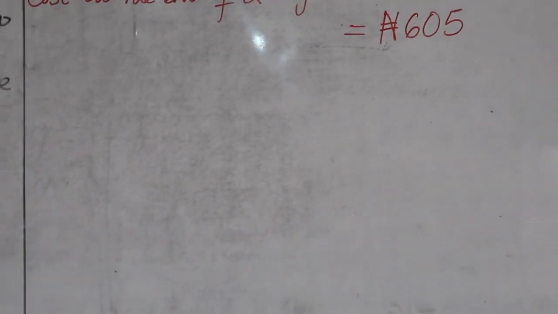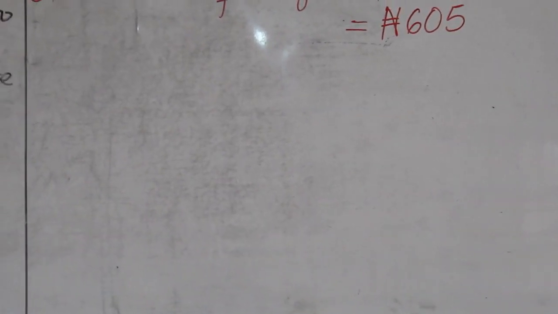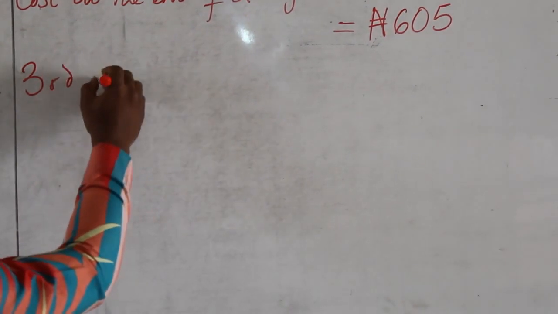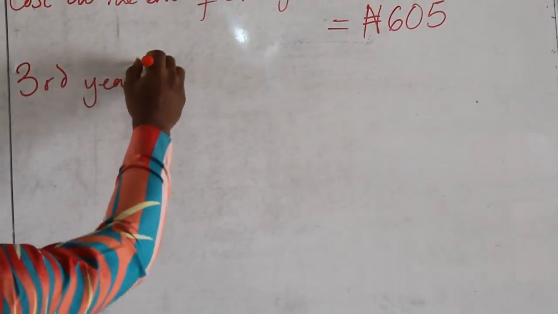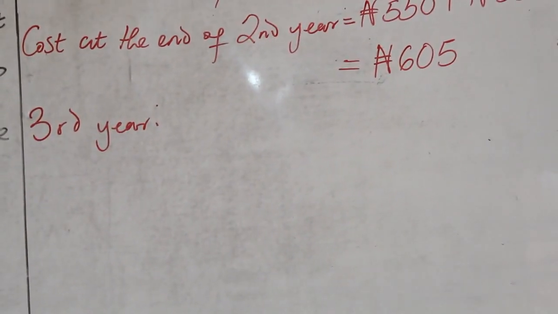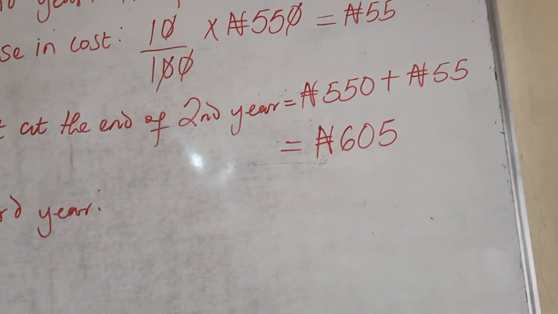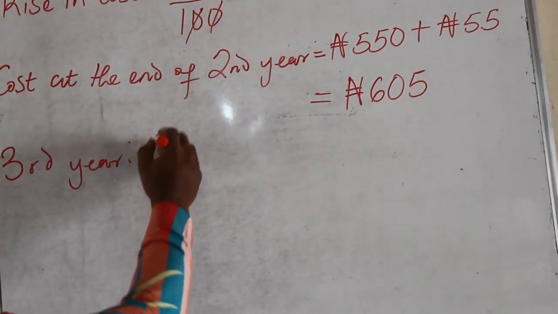Okay, class, we are done with the second year, so we'll move on to the third year. Once again, as I said, the principal for the third year now becomes the cost at the end of the second year, and that is 605 naira.